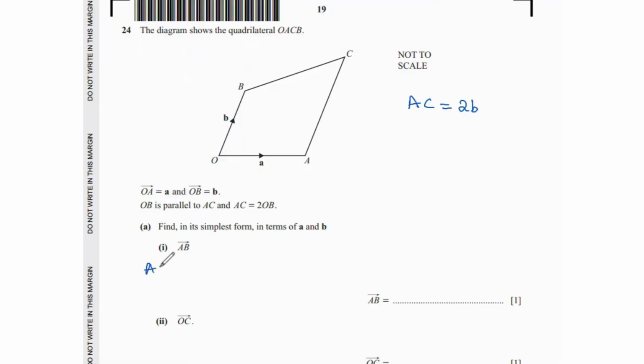So AB is going to be AO plus OB. So AO is negative A because we're changing the direction, so the sign of the vector changes, and plus B. So negative A plus B is our AB. So OC can be OA plus AC. We have OA, we have AC. So OC is OA plus AC. So that's A plus 2B. That's our vector OC.